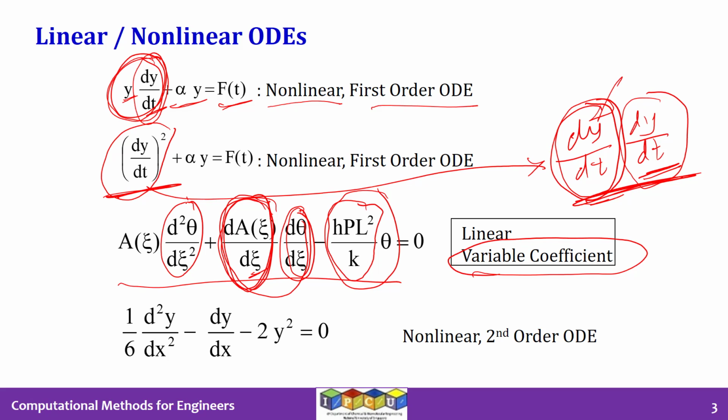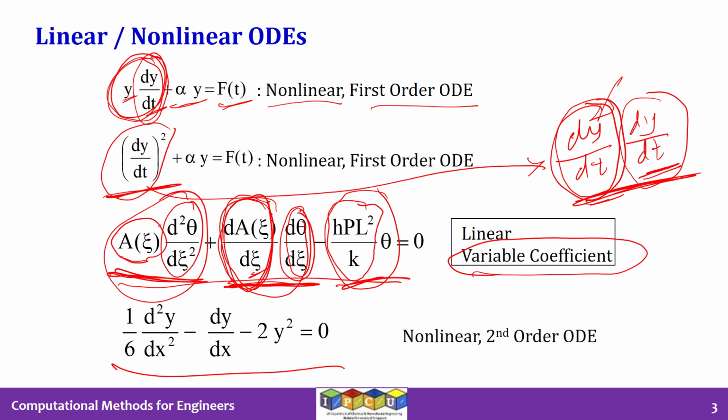The same argument holds for this term as well. The second derivative gets multiplied by a term that is a function of the independent variable psi. So therefore, this is also a variable coefficient linear term. This is a variable coefficient linear term. This is a linear term. The overall ODE is a linear variable coefficient ODE, and the order is second order.